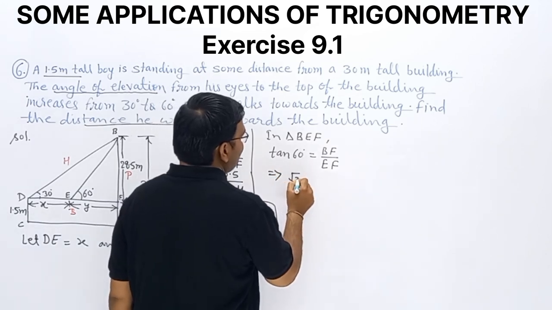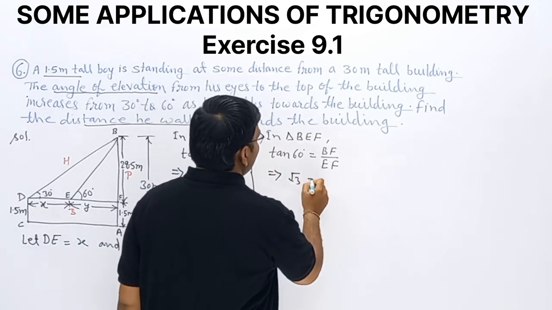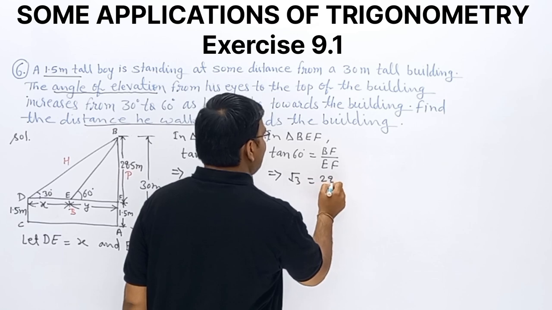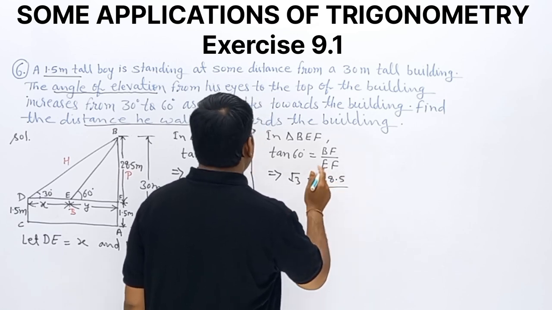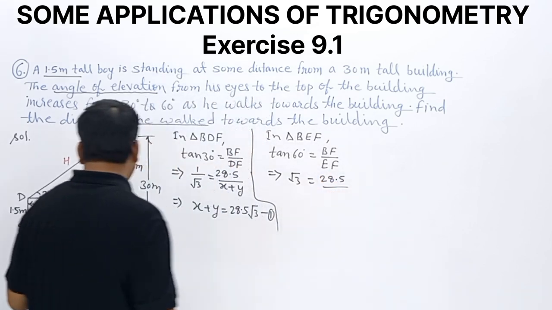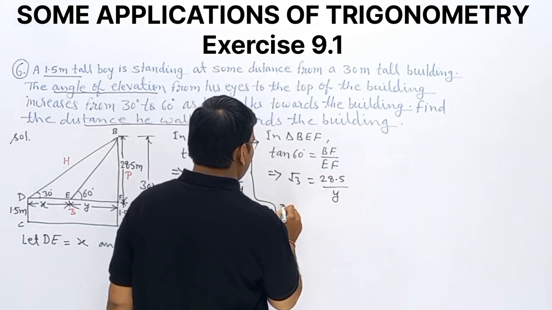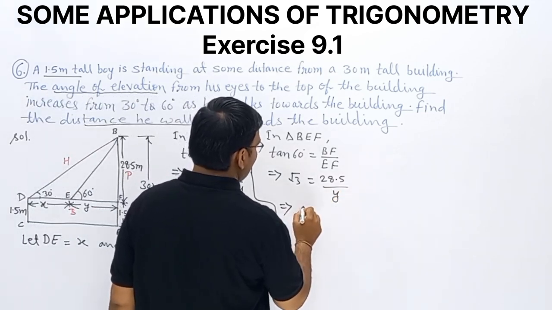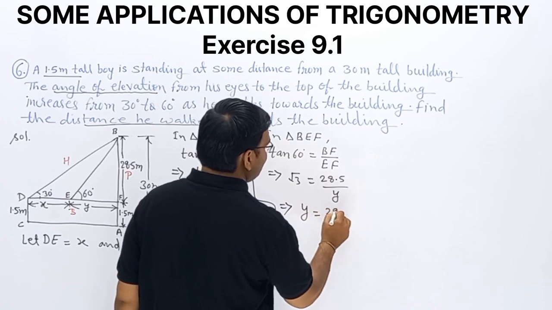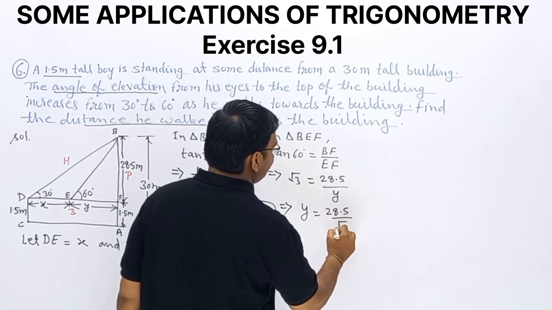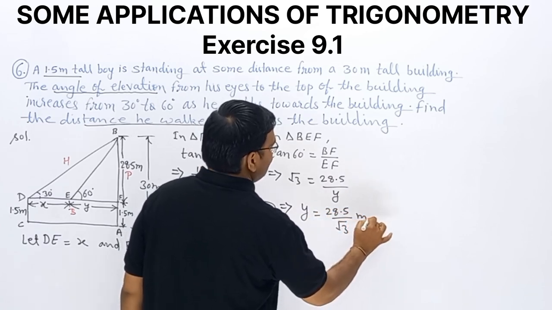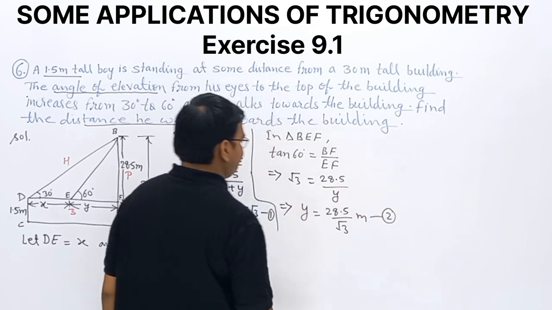Tangent 60 will be square root of 3. Clear? And BF is what? 28.5 meter, and EF is what? We assumed EF is Y. So I am writing Y. Clear? So once we solve, what we are getting: Y will be equal to 28.5 upon square root of 3 meter. This is equation number 2.